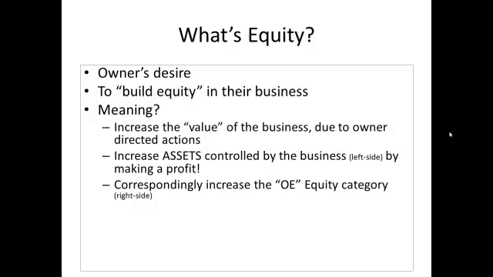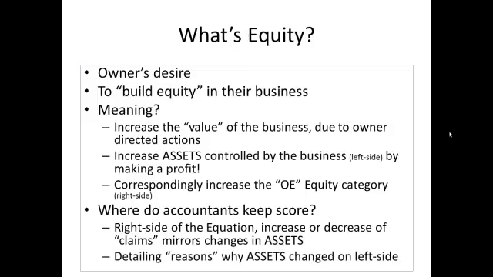So what's the owner's desire? To build equity in the business. What does this exactly mean? To increase the value of the business due to owner-directed actions. The owner wants to increase assets controlled by the business, as shown on the left side, by making a profit. Correspondingly, we increase the owner's equity category when profit is generated on the right side, the measurement side.